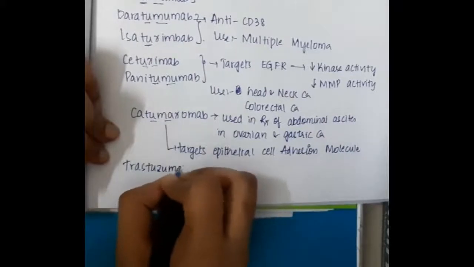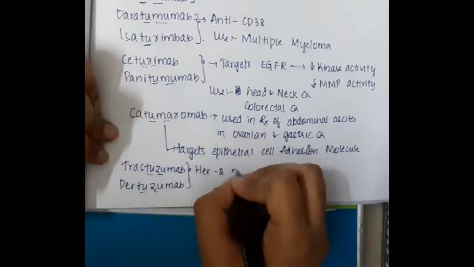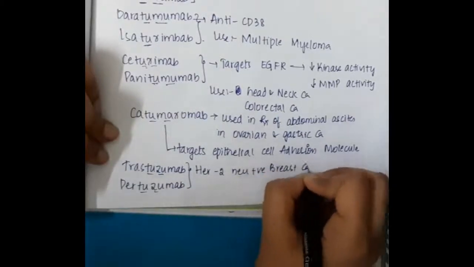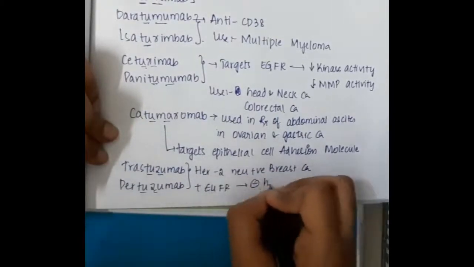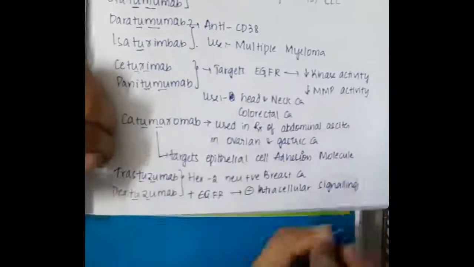Then we have trastuzumab and pertuzumab. This trastuzumab and pertuzumab, it is for HER2 neu positive breast cancer. These will bind to the receptor and thus inhibit the intracellular signaling.